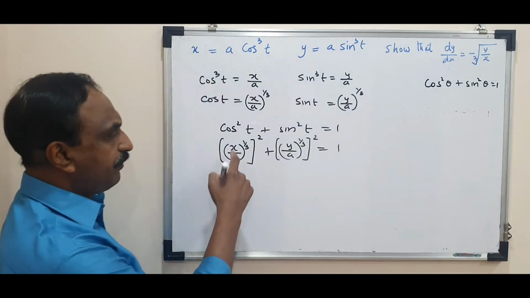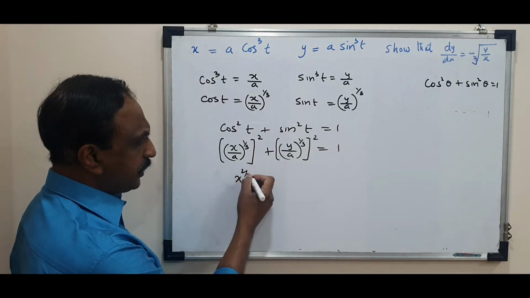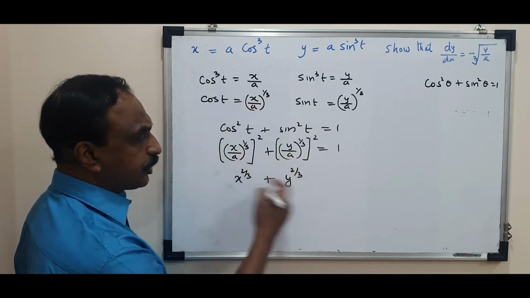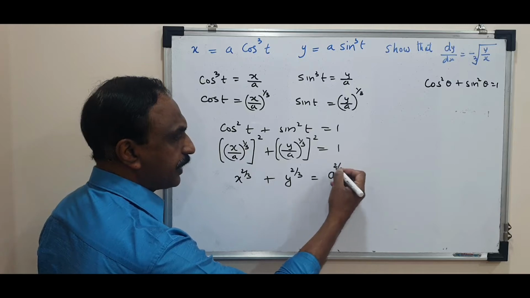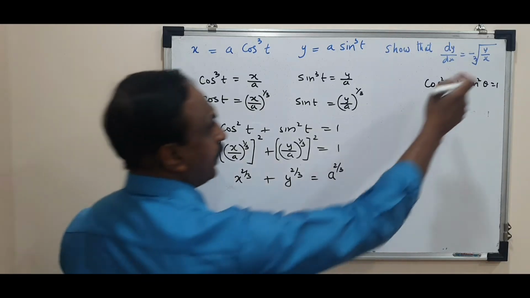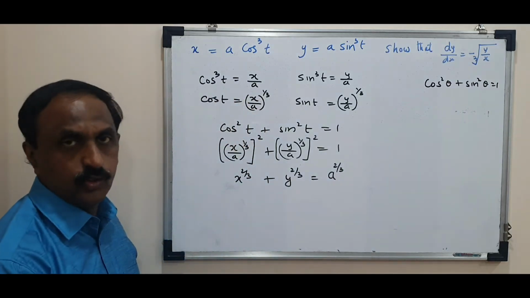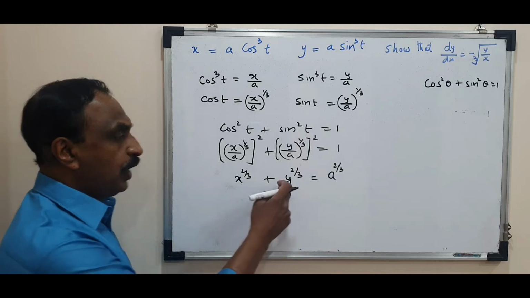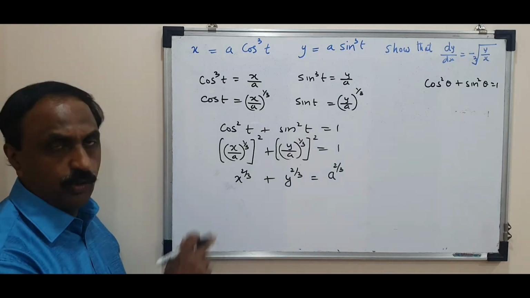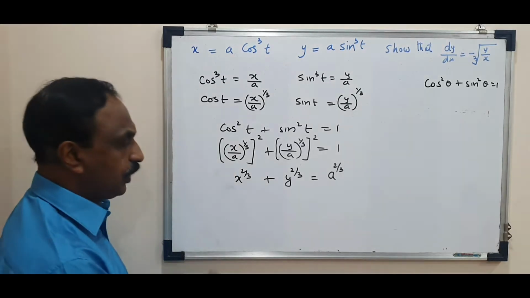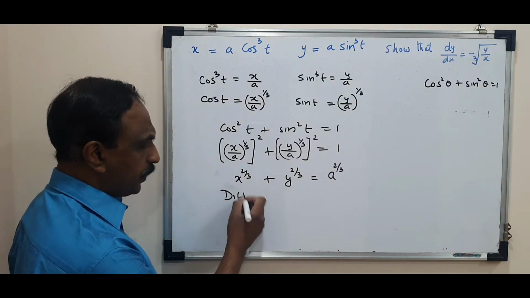This can be further simplified as x raised to 2 by 3 plus y raised to 2 by 3, and the LCM is a raised to 2 by 3, which gets cross multiplied. Why did I cross multiply this? Because my answer does not contain a, so I need to keep a on the right hand side as a single term. I should not carry any other term with it. Now if you differentiate, naturally a raised to 2 by 3's derivative will become 0, and the answer will not contain that. So I will differentiate with respect to x.